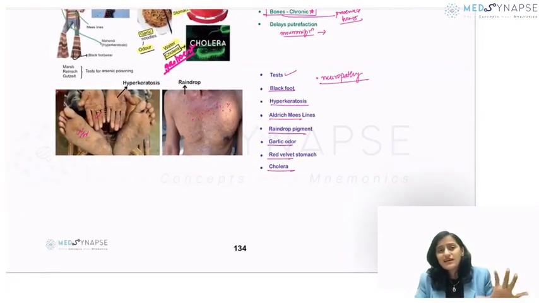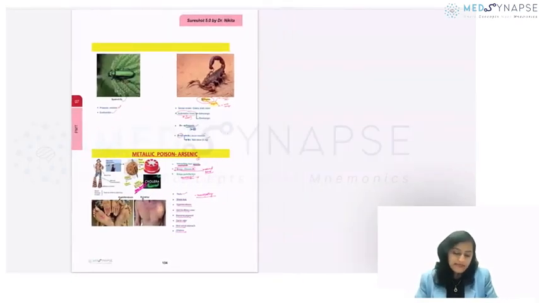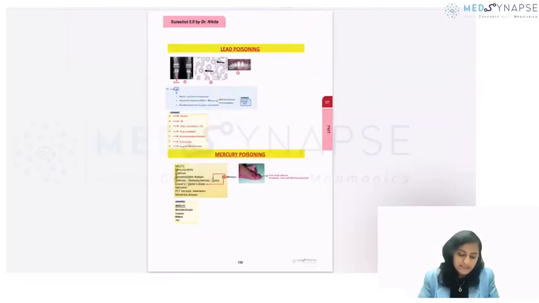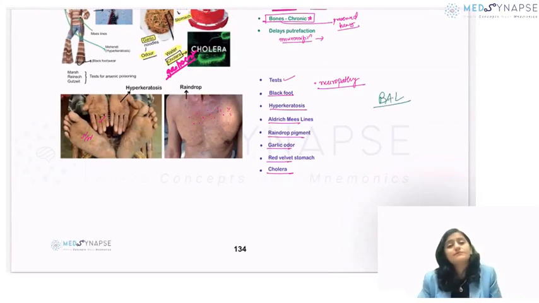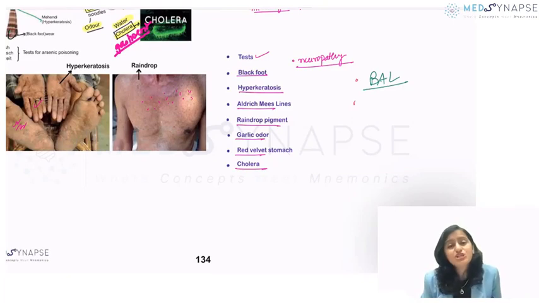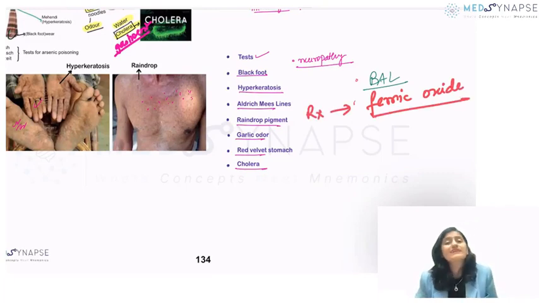One of the questions which was asked in the exam, I'll come to it when we discuss mercury as well. It can affect the PCT, but it will have vomiting also. Arsenic will have vomiting. Coming to lead poisoning, before that, what is the antidote for arsenic poisoning? Remember, it is BAL, that is dimercaprol. Or specifically, if they ask the specific antidote, in the options, if you have freshly prepared hydrated ferric oxide, that is used for arsenic.